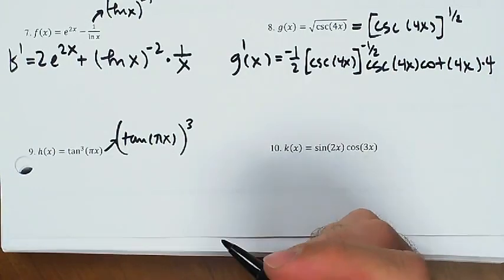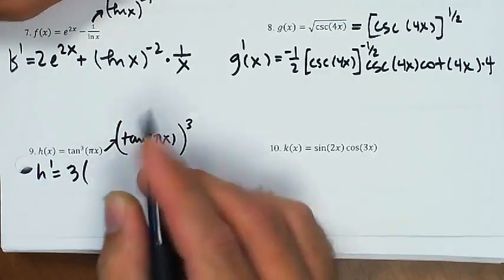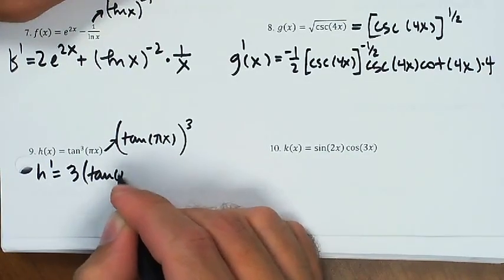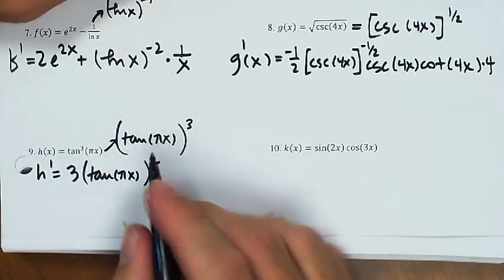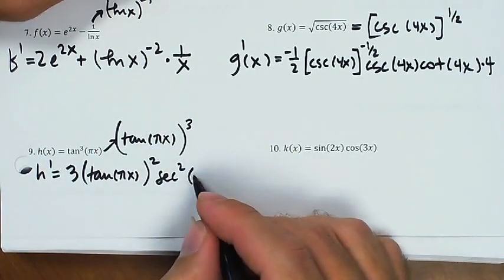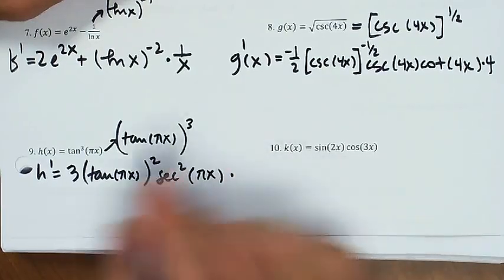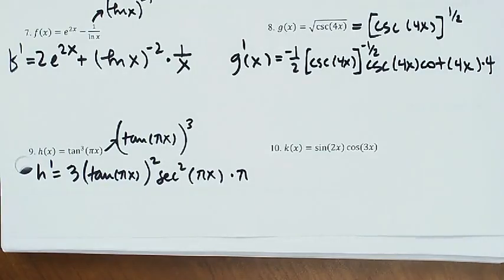Right. So I'm going to say that h prime is 3 times tangent of pi x, leave the inside unchanged, squared, times the derivative of tangent of pi x. So that's going to be, derivative of tangent is secant squared, leave the inside the same, then multiply by the derivative of the inside, and that's going to give me an extra pi right there.